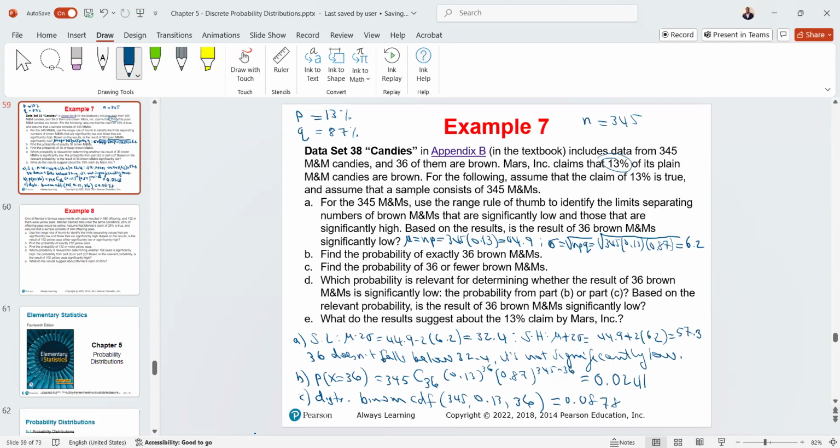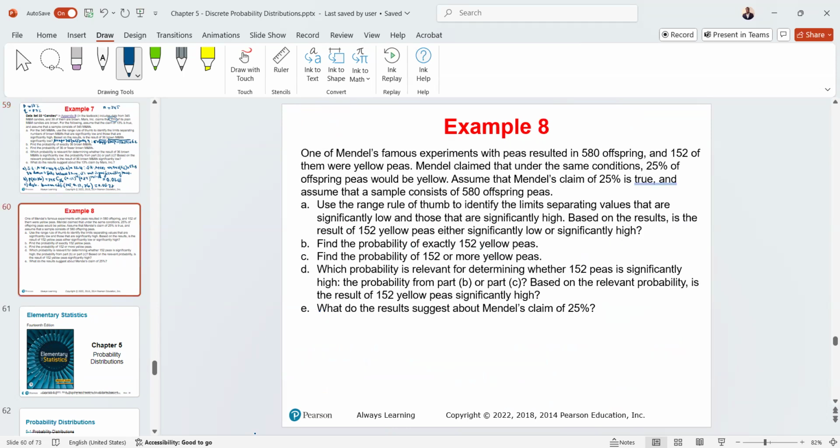Now, for D, which probability is relevant for determining whether the result of 36 Brown is significantly low or significantly high? We can just give some explanation. Part C is relevant, because 36 is not significantly low. You see, we don't even find less than 5%. And for E, what do the results show us about the 13% claimed by Mars? At this point you don't have enough evidence to go against the 13%. So it's inconclusive.